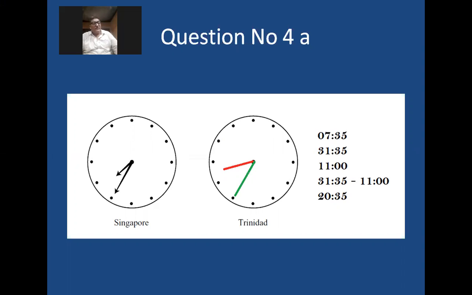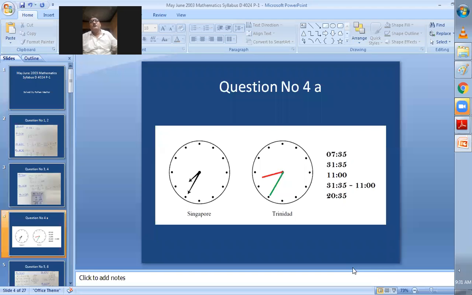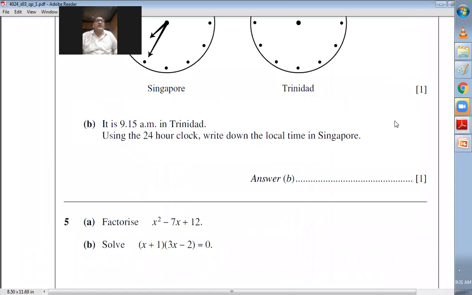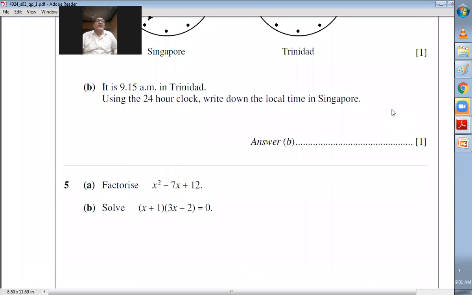I hope that you have understood it, and let's move to the next question. The next question is: it is 9:15 a.m. in Trinidad, using the 24-hour clock, find the local time in Singapore. The time of Singapore is 11 hours ahead of Trinidad. In the 24-hour format, 9:15 a.m. is 9:15. So to the 9:15, I will add 11 hours and then I will get the answer.